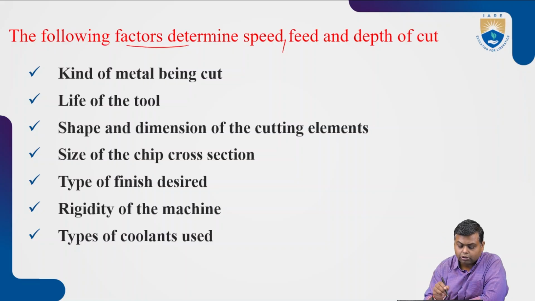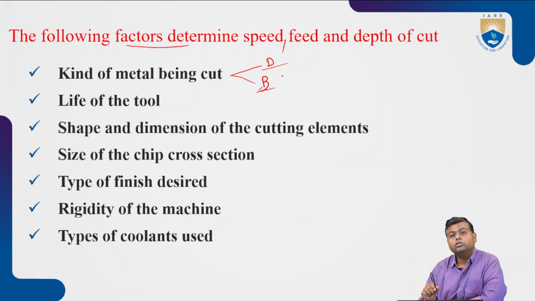The first factor contributing to speed, feed, and depth of cut is the kind of metal being cut. So what type of metal are we going to machine? Generally, in terms of properties, you have ductile as well as brittle metals. We already discussed speed, feed, and depth of cut related to chips, the chip coming out of the workpiece. So that is one factor, where you consider the kind of metal used for the machining process. Speed, feed, and depth of cut depend upon the kind of metal being used.